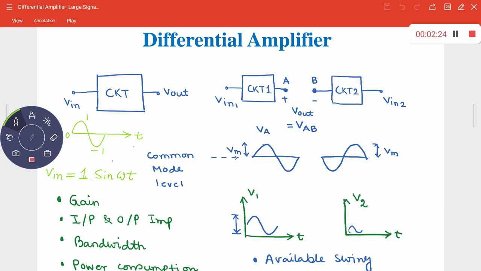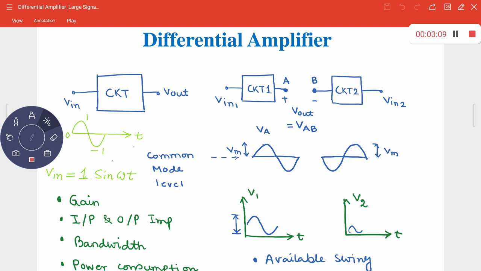Now what happens for differential signals? In case of a differential signal, you basically have two signals. Suppose we have a circuit 1, for which the input is Vin1 and the output is obtained at Va, and a circuit 2, for which the input is Vin2 and the output is obtained at terminal B. The signal that you are measuring is nothing but the difference between these two. That means Vout is equal to Va minus Vb, that is Vab. So this time, the signal is not measured with respect to ground; rather, the differential signal is the difference between the two signals.